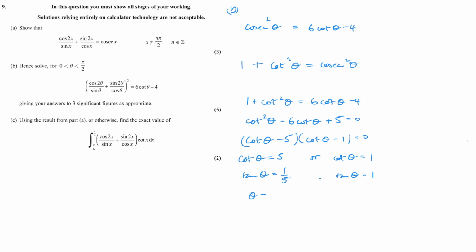So this one gives me, just put my calculator in radian mode there, 0.197 to 3 significant figures, yeah. And theta equals, so when it's 1, it's 45 degrees, so that's pi by 4. Okay, now let's get on to part C.